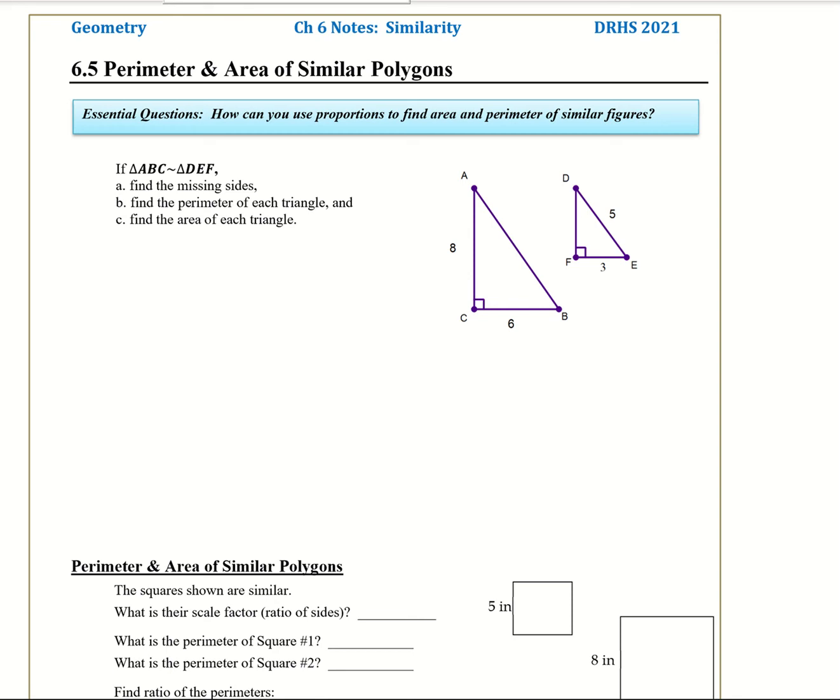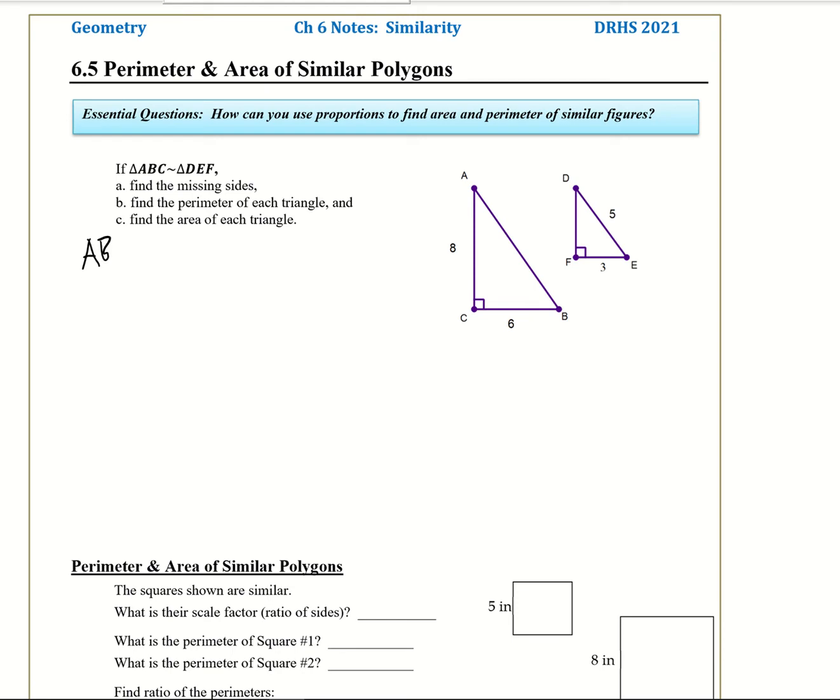Alright guys, so we have the 6.5 notes today. Starting off with this first problem, it's asking us to find the missing sides. It's asking us to find the perimeter, and it's asking us to find the area of the triangle. So it tells us at the beginning that ABC is similar to DEF.